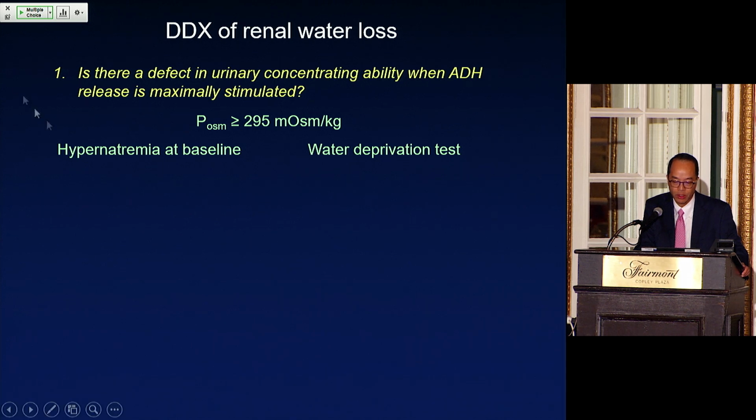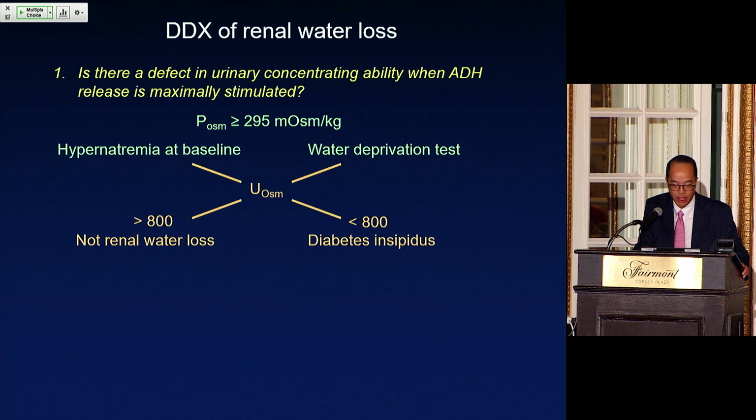So in order to maximally stimulate ADH, you actually have to increase the plasma osmolality. I generally do this with a water deprivation test, although you'll see now that there are some clinicians, particularly endocrinologists, that are starting to do this with hypertonic saline. I can't say I have any experience with that, and it seems unlikely that the boards will ask you about that. If you do that and the urine osmolality is greater than 800, then they don't have a concentrating defect, they don't have renal water loss.